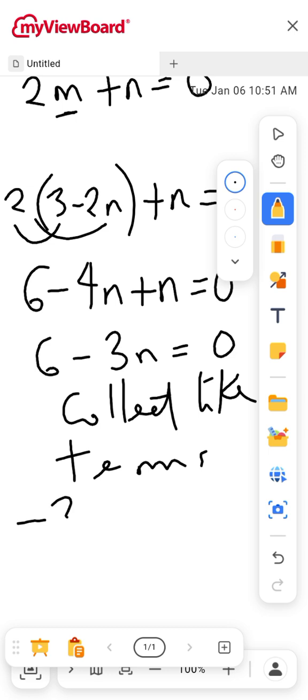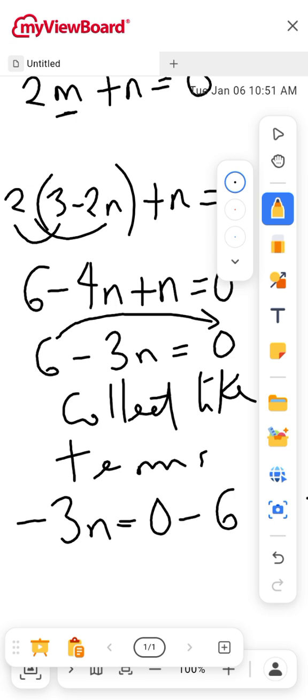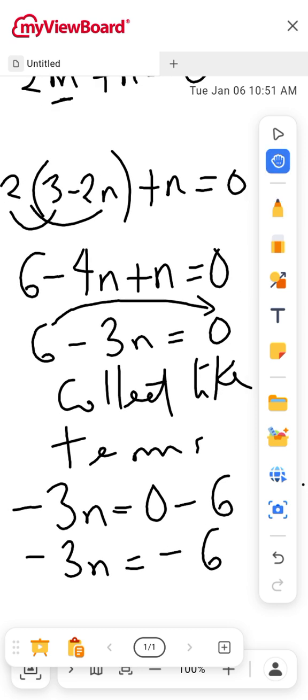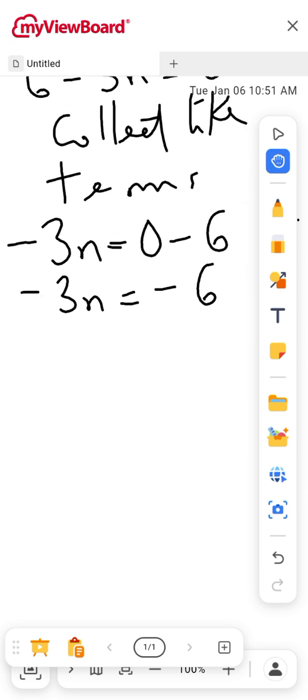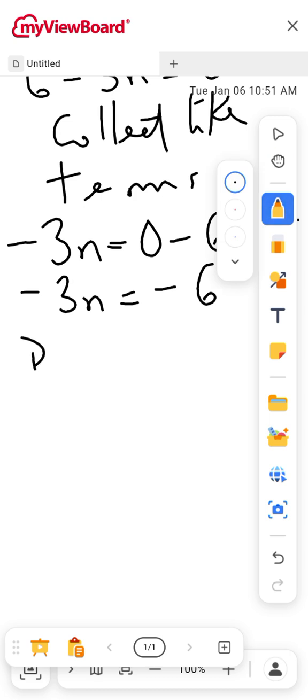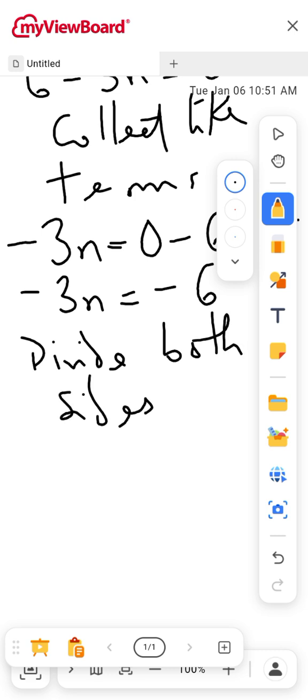So I have minus 3n. I'll bring this my 6 here. So that equals 0. When 6 comes to this side, that will be 0 minus 6. So minus 3n equals 0 minus 6, which is minus 6. So this is a simple equation. We try to get our n. And how do we get n? We divide both sides by the coefficient of n. So divide both sides by minus 3.